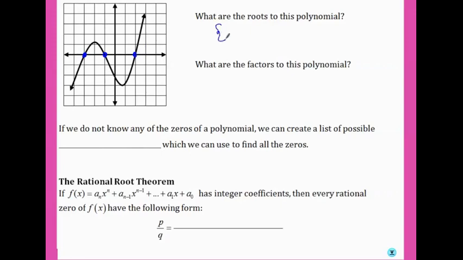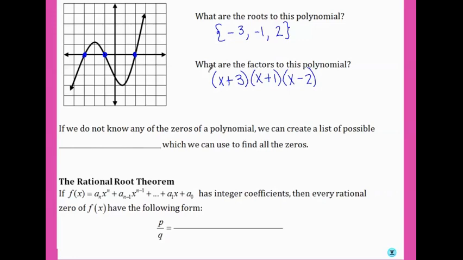So our roots would be -3, -1, and +2. If we wanted to rewrite them in factor form, we know that the roots are the solved version of the factors, so the roots and the factors have opposite signs, and the factors are in parentheses with x. So we'll have x plus 3, x plus 1, and x minus 2.